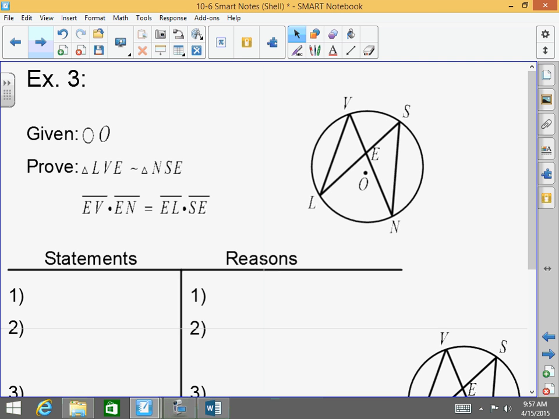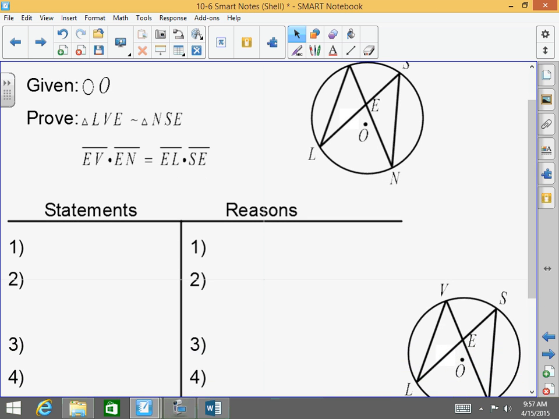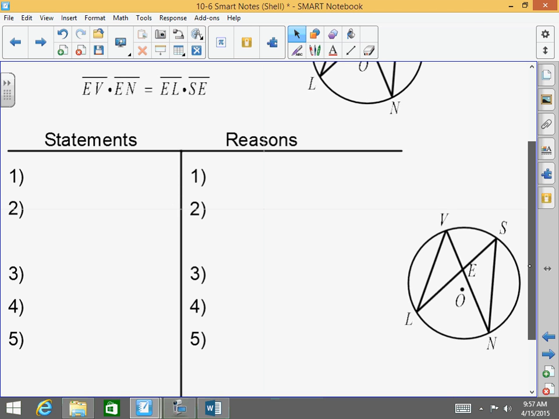The only given they have here, my brothers, is that you have a circle O. They want you to prove two distinct things here. They want you to prove that triangle LVE is similar to triangle NSE. Crazy stuff. Okay, number one, the given. Huge given. I'm being sarcastic. Circle O. Ooh. It didn't give us much there, all right?